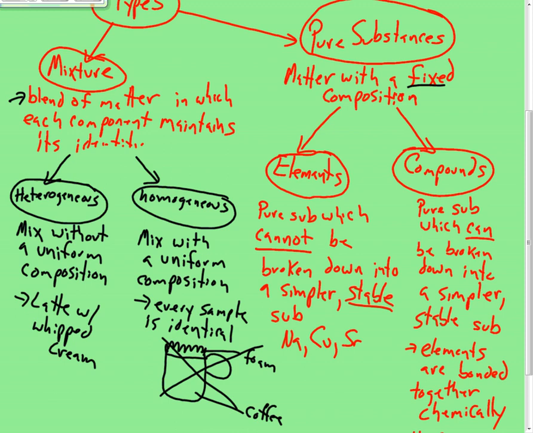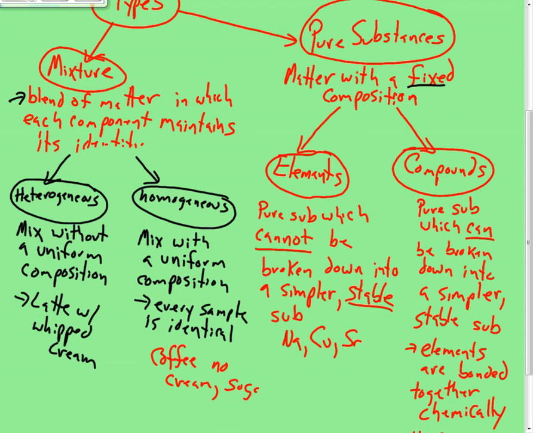And what would be a good example of a homogeneous mixture? How about water? No, that's not a mixture. Let's see. How about just straight coffee? Coffee with no cream, no sugar, no foam, no whipped cream, a man's coffee. That would be a homogeneous mixture.